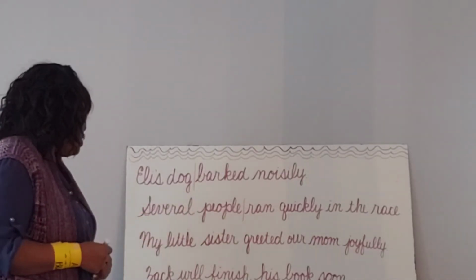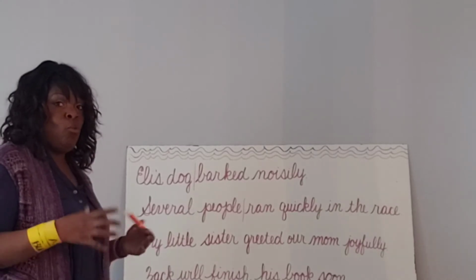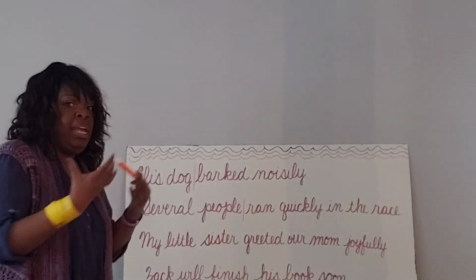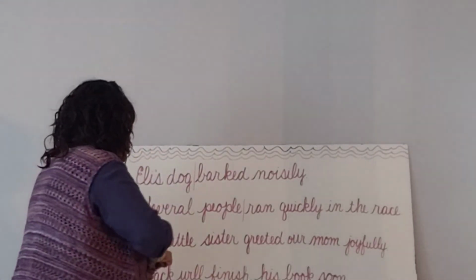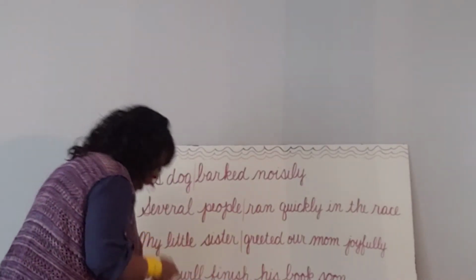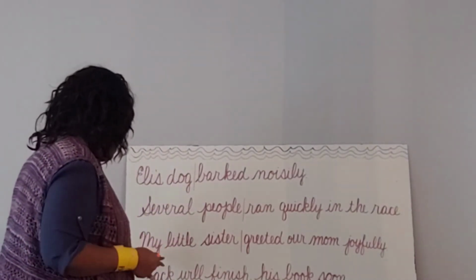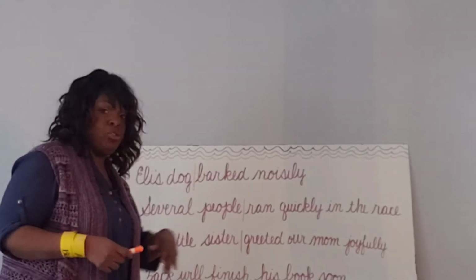Then sentence number 3, my little sister greeted our mom joyfully. So what is the verb? What is the thing that was happening in that sentence? Greeted, okay? Greet is something you do. So right in front of greeted, you're going to put our little line, because that shows the divide between our subject side and our predicate side. My little sister and greeted our mom joyfully.